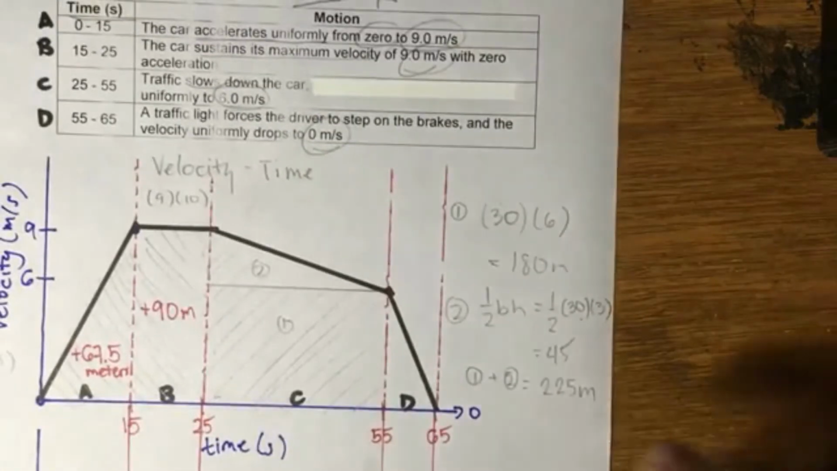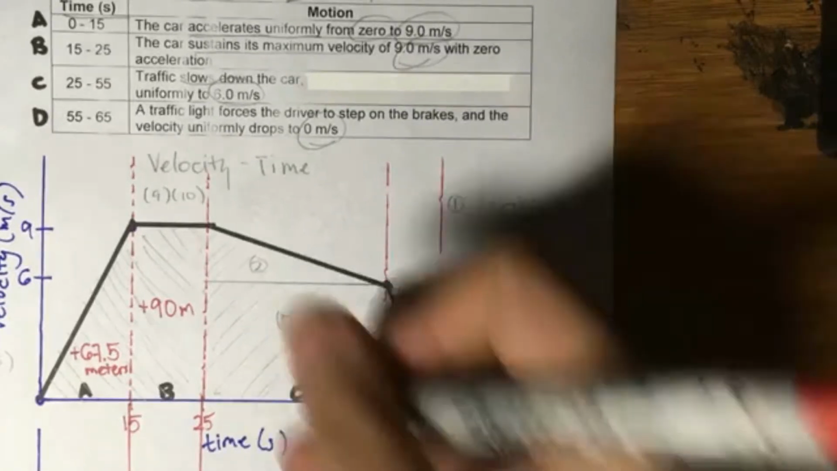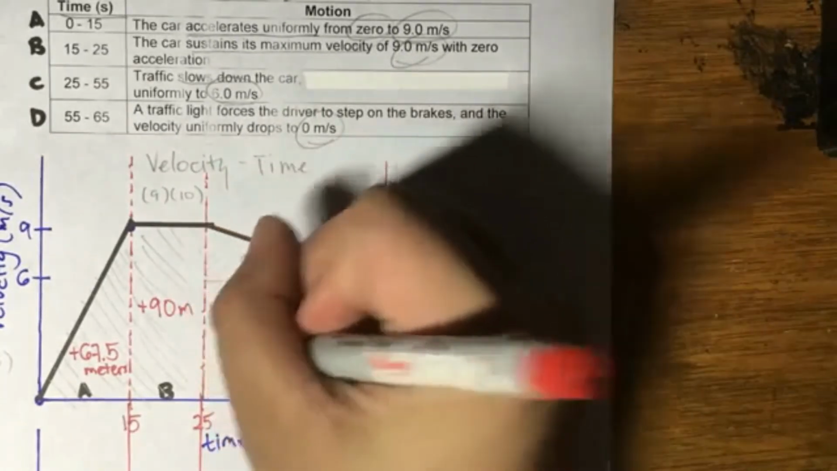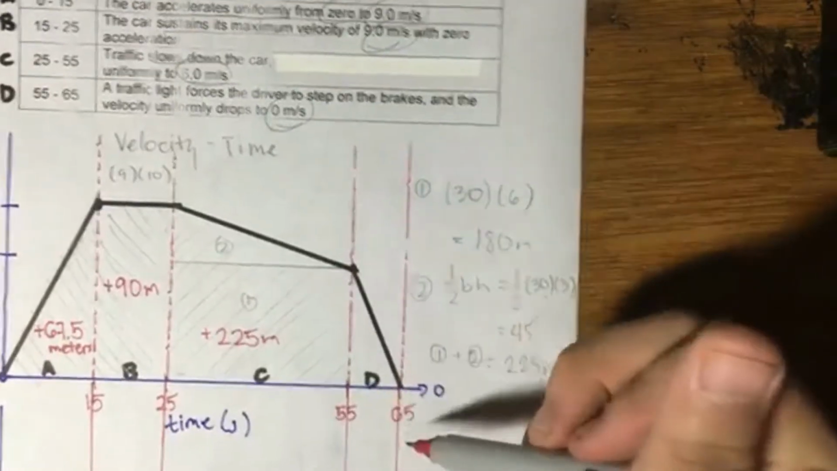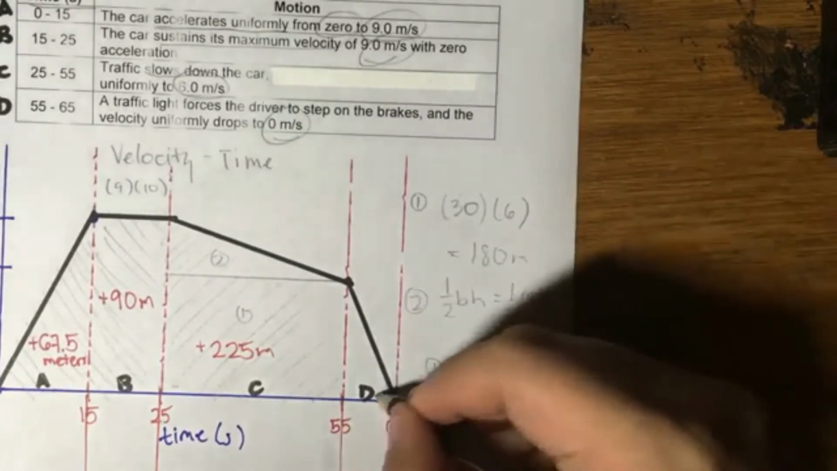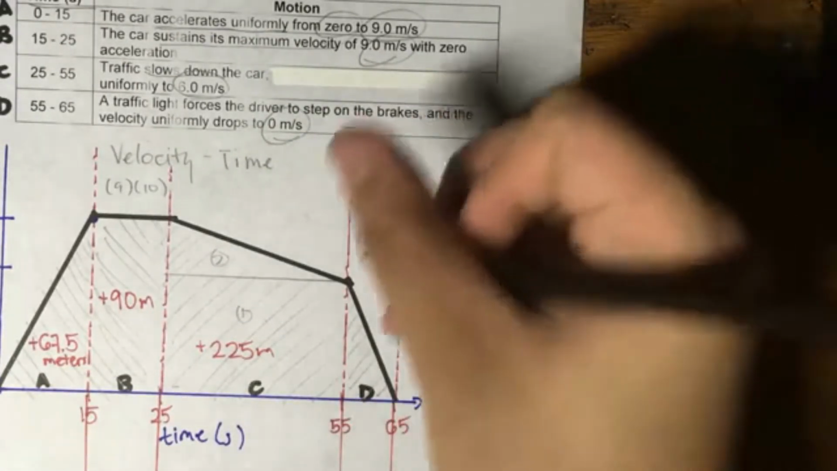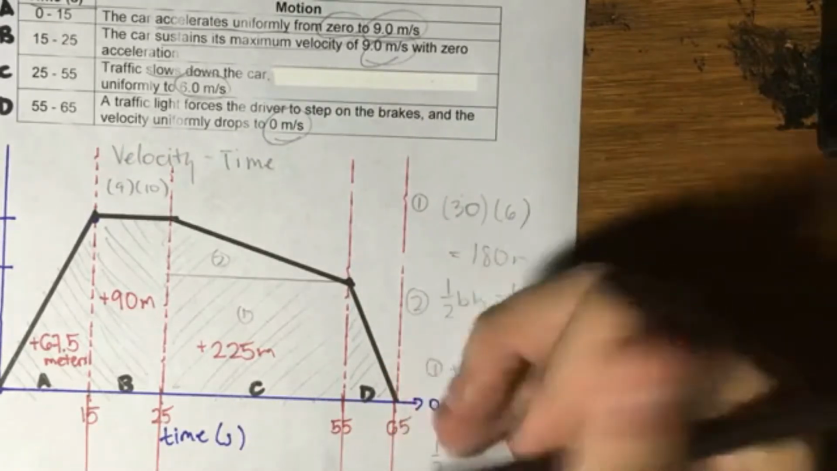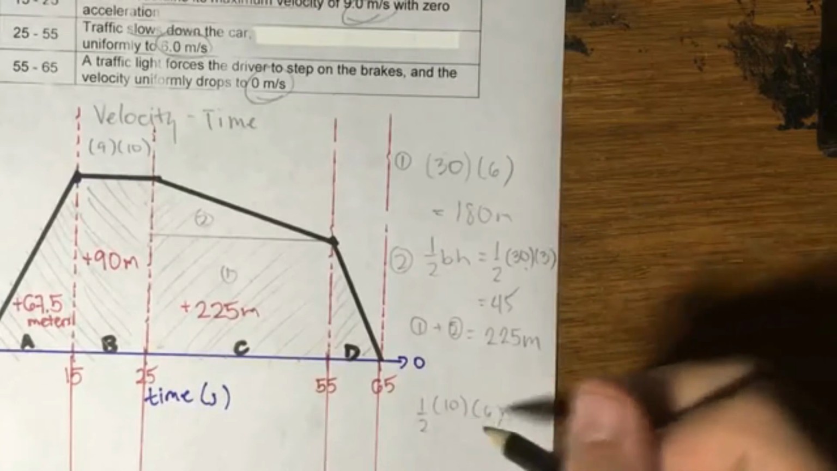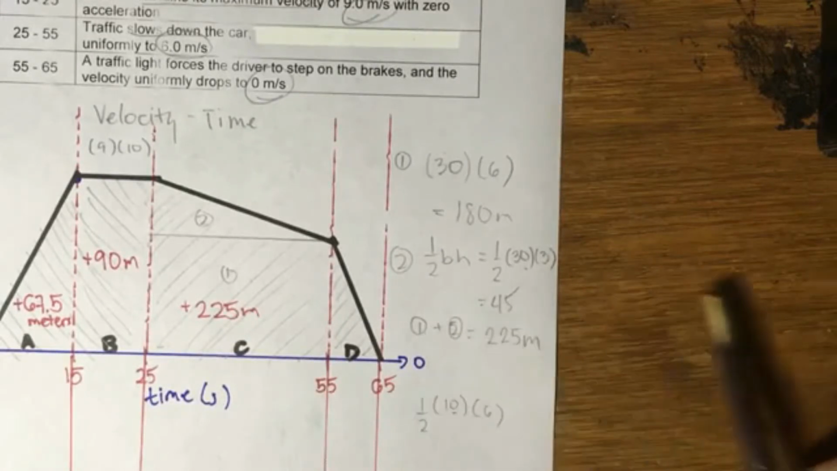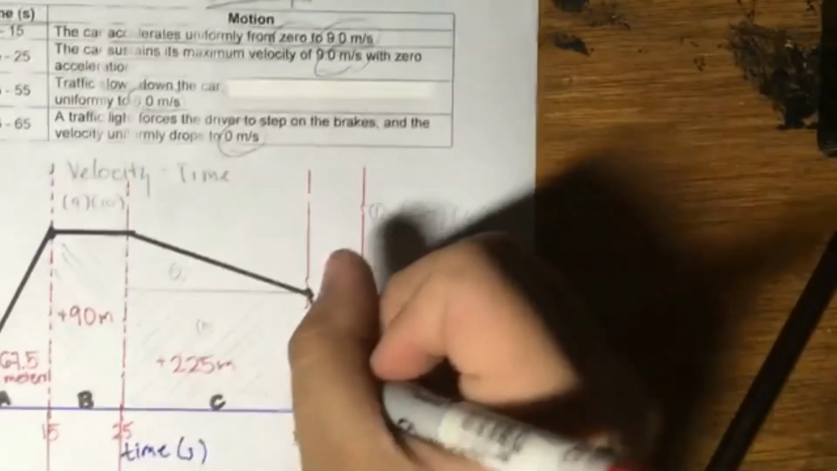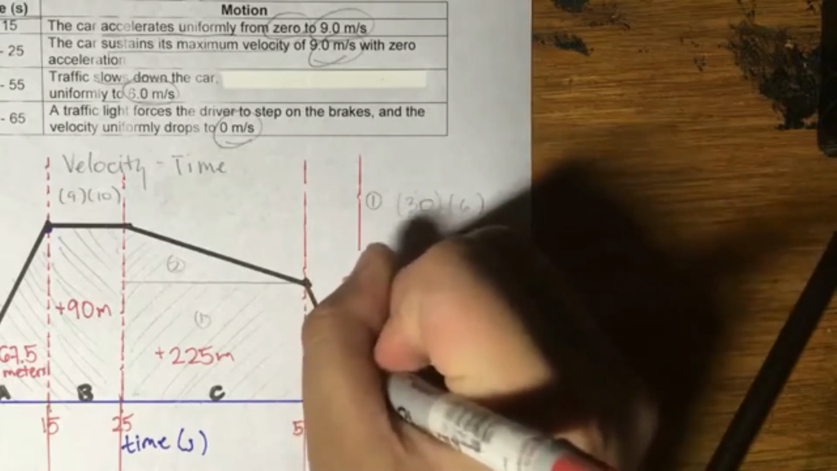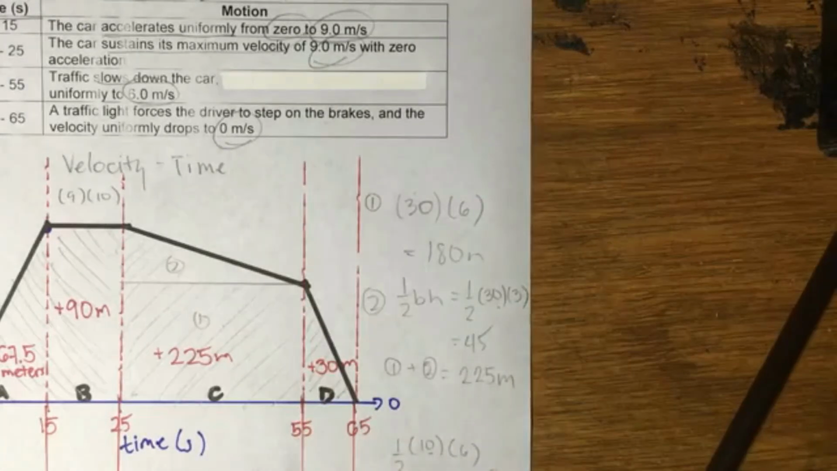I solved it by means of rectangle plus triangle, but if you notice, you could actually solve it by area of a trapezoid as well. It should arrive at around the same mark. So positive, because it's above 0, 225 meters. And finally, for section D, it's a very small triangle over here. 10-meter base, height of 6 meters. 10 times 6, that's 60. Divide by 2, that will give you 30 meters. It's still positive because you're still going positively, but it's a 30-meter slow down, and that is your displacement.